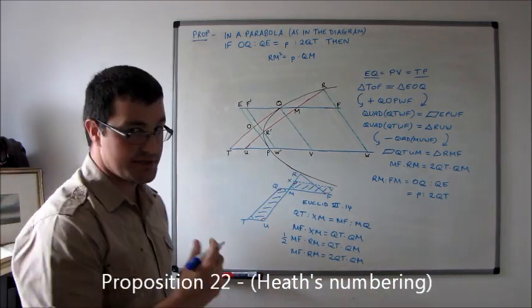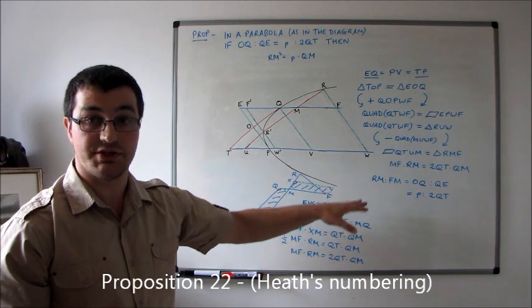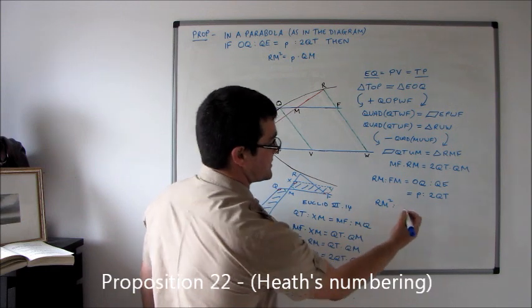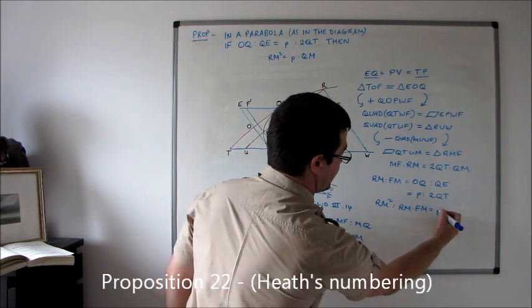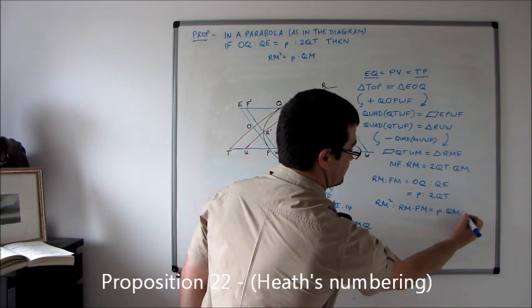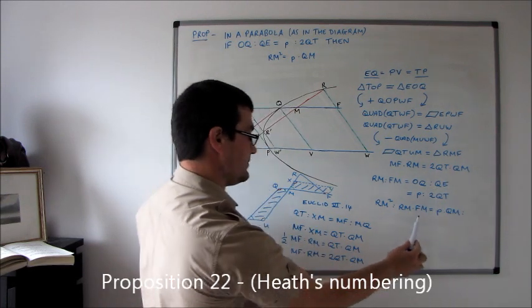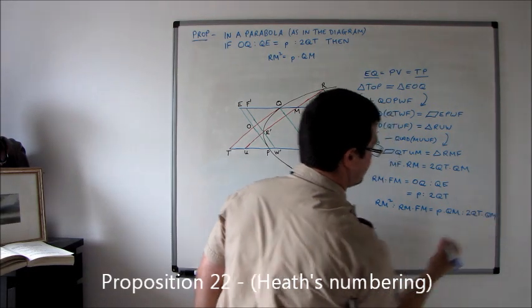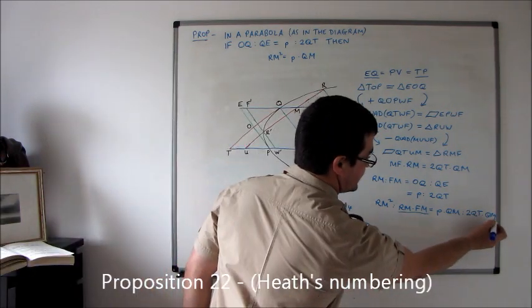Okay, and then using a little bit of manipulation of the ratios here, I can say that the ratio RM squared to RM times FM is equal to P times QM to, what do I want? Sorry, 2 QT times QM. But this and this are equal.